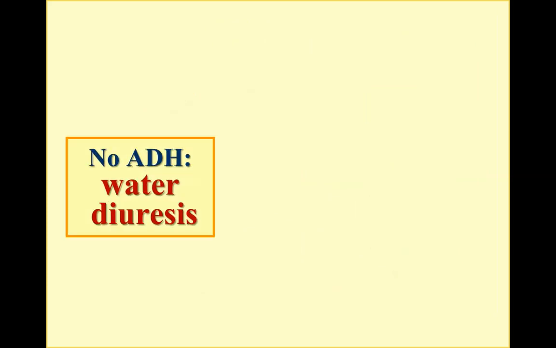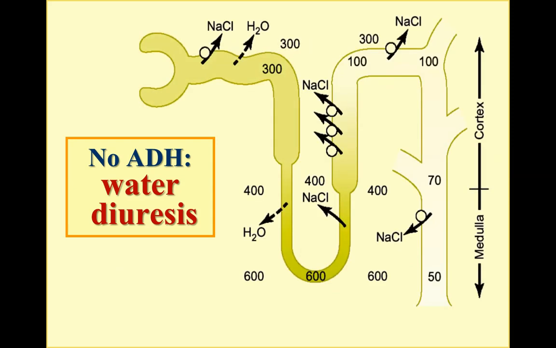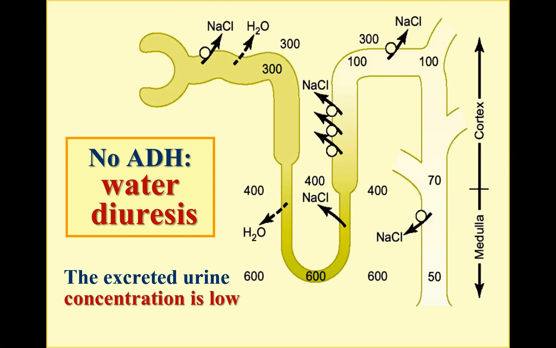The opposite case, when ADH is not secreted at all, is called water diuresis. Water cannot be reabsorbed beginning from the ascending part of the loop of Henle. Water remains in the lumen of tubules and it makes a highly diluted content of the lumen of tubules. So concentration is very low, but volume is great. So this is water diuresis.